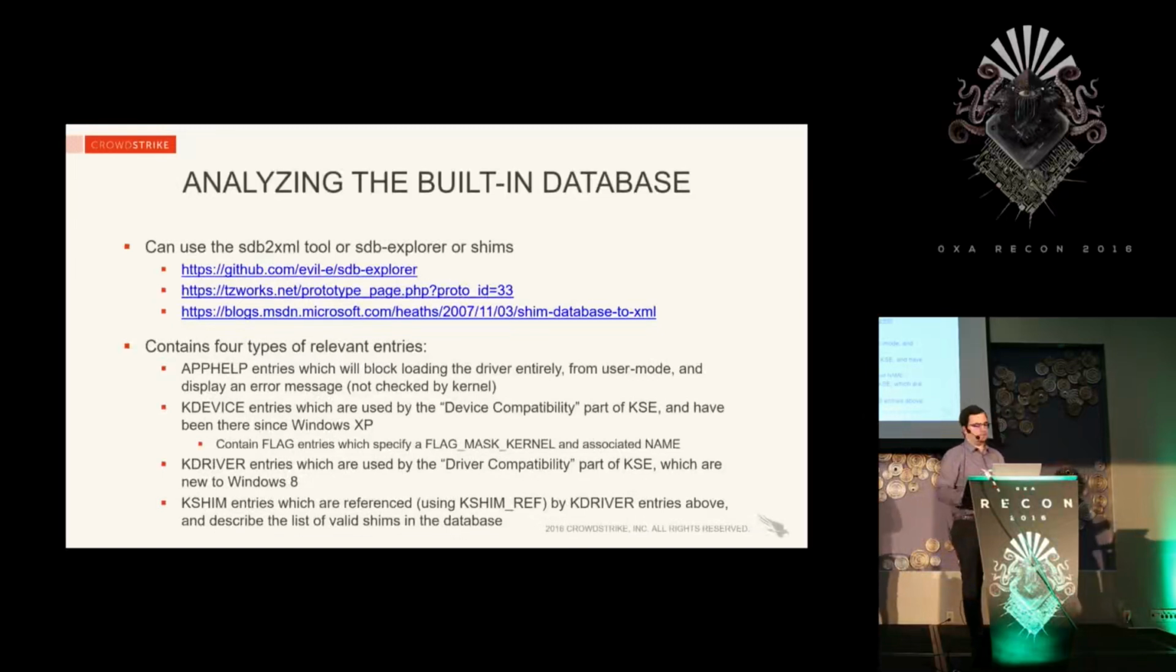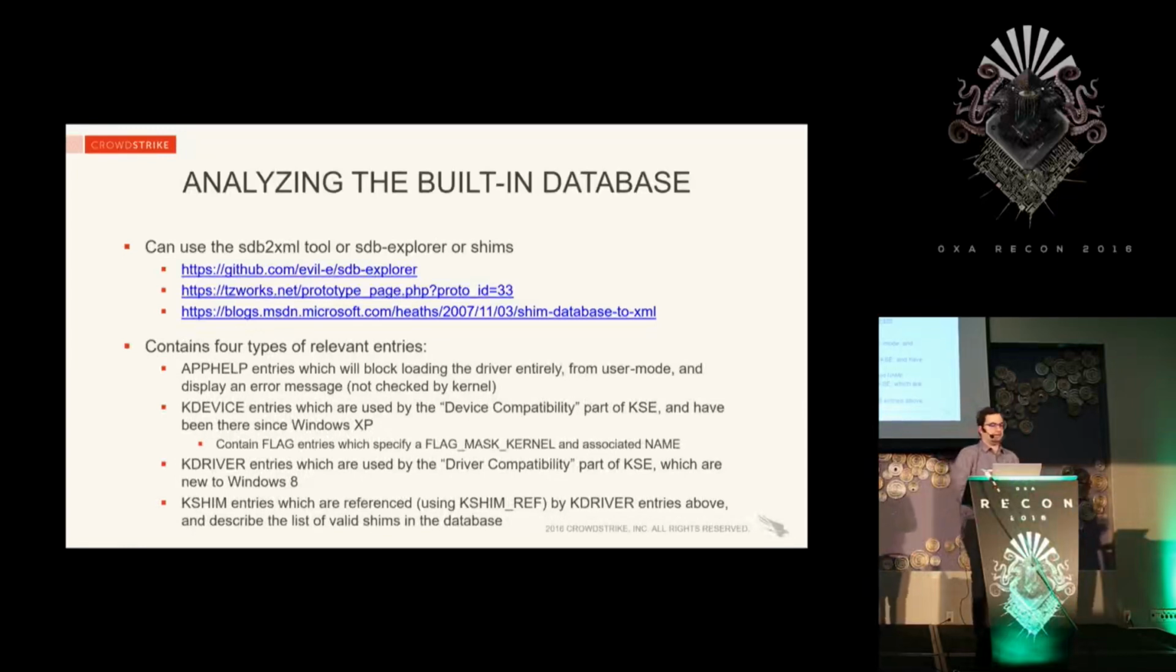And then in the shim database, you're going to see app help entries, which basically say, this driver is not something we want to load, so just block it. And that's done in user mode, actually. So that's one part of the shim engine that's not done by the kernel. It's done in user mode when a driver tries to install itself. You get a little pop-up that says, this driver is not compatible with Windows.